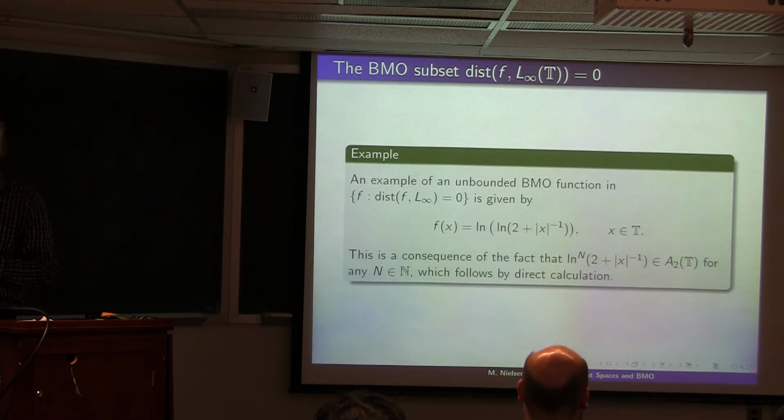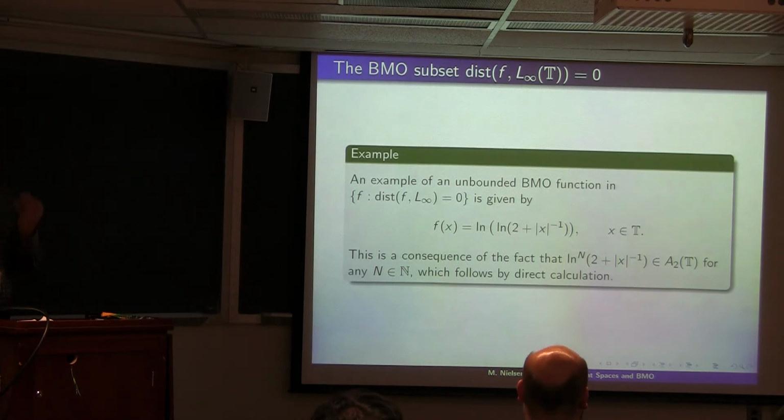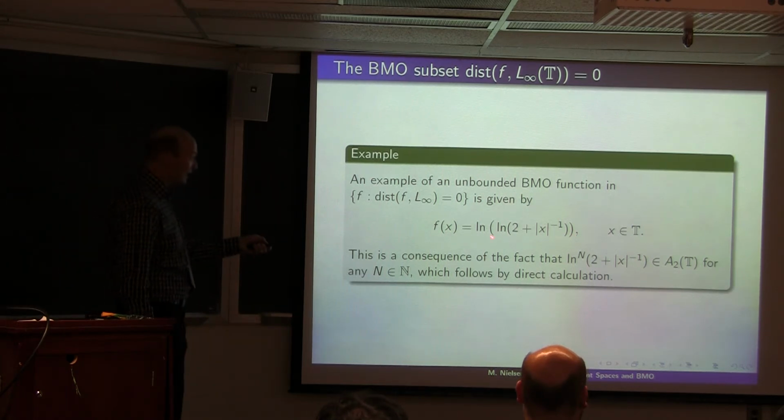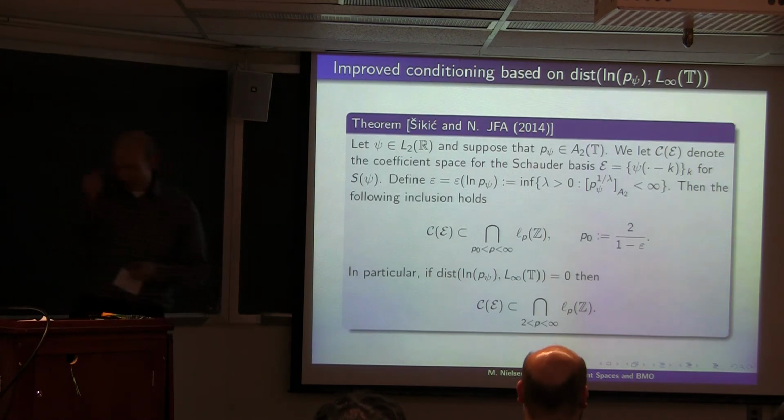But just to give you an example of a function that is distance 0 from L infinity and not in L infinity, I return to this example here, ln of ln of this quantity. This is clearly not bounded, and you can show by a direct computation that all the powers of this inner part are going to be in A2. So this is exactly an example of a function at distance 0 to L infinity. And now, what can we prove as improvements over the generic case?